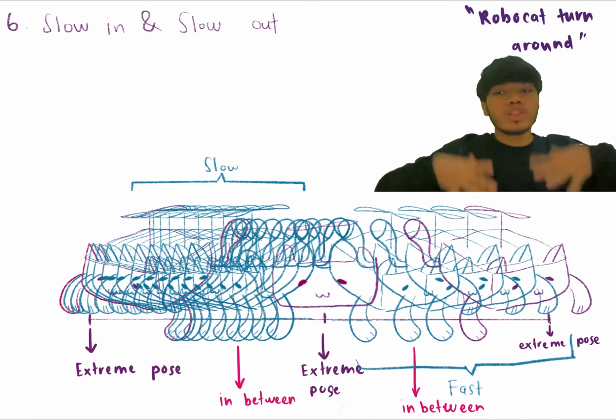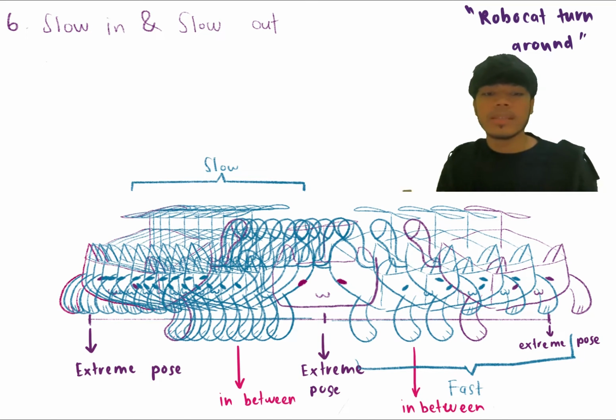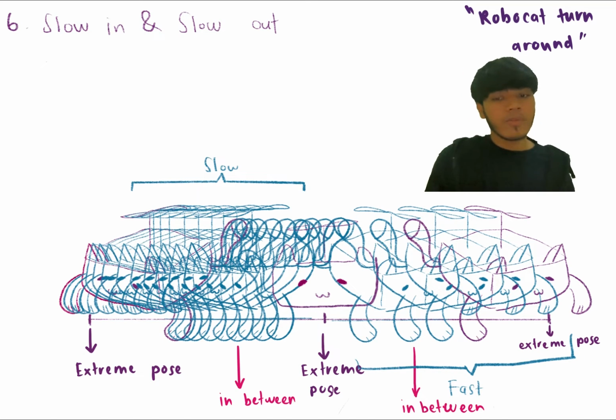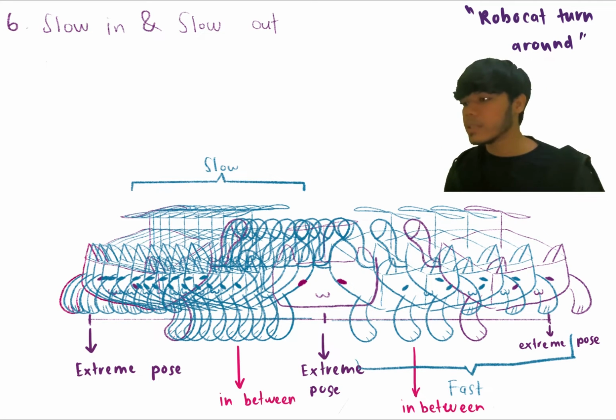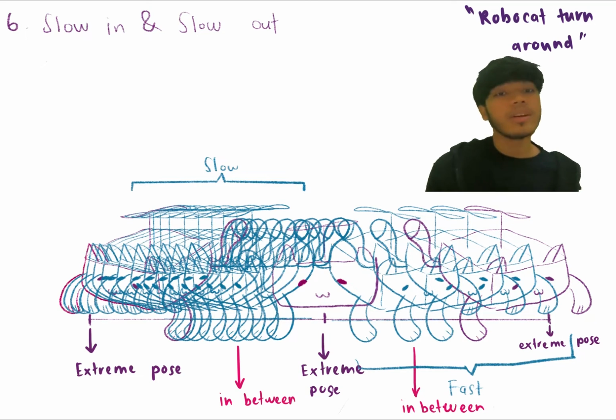Our next principle of animation is slow in and slow out. I made this Robocat turn around to explain slow in and slow out. Slow in and slow out means the character will turn its body from slow to fast. I will give an example. If I turn my body like this, slow to fast, slow to fast. Without slow in and slow out, the movement doesn't look real.